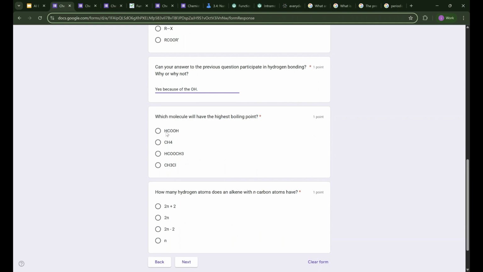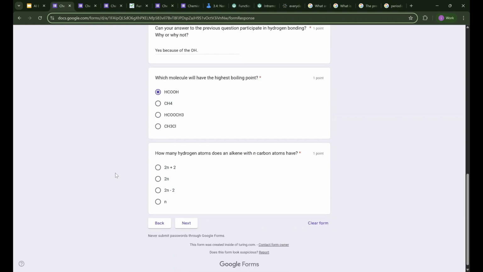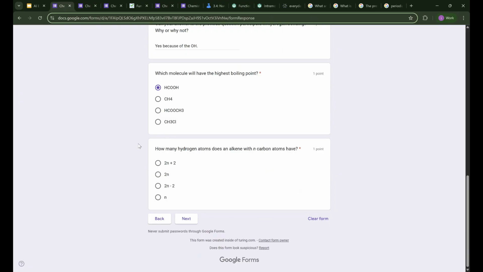Highest boiling point, I think it would be this one because of the hydrogen bonding. Cl is not as strong as OH. Alkene, okay, so there's a little change in the question from last time. So it's got double bonds everywhere, or at least... so it's got 1, 2, 3, 4, 5, 6, 7, 8.